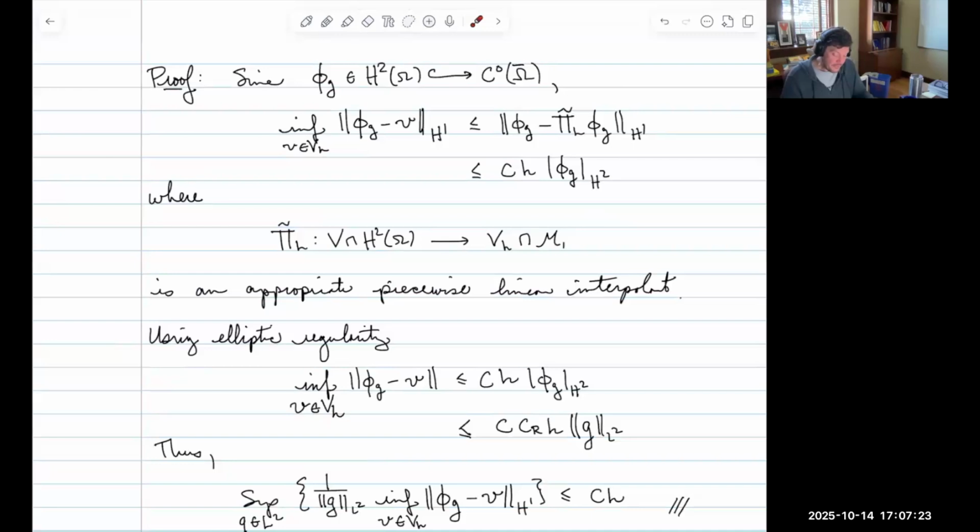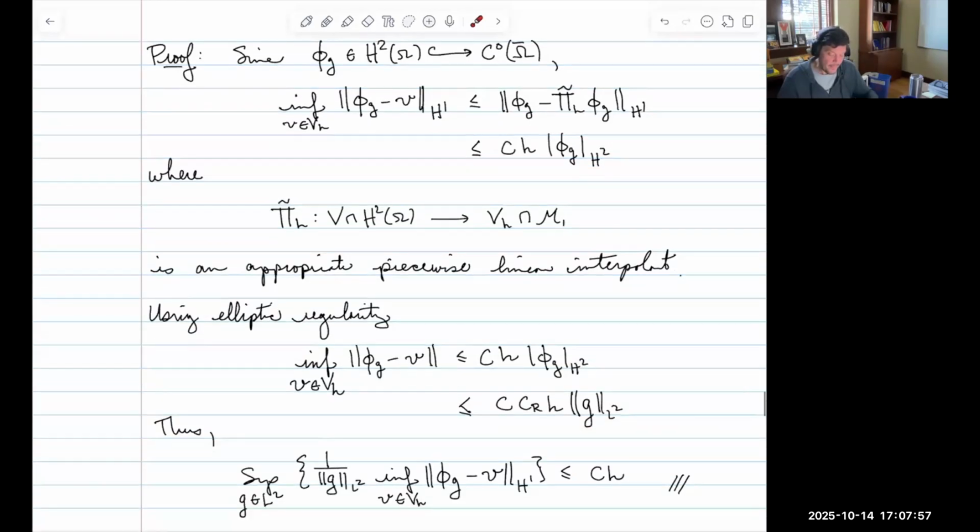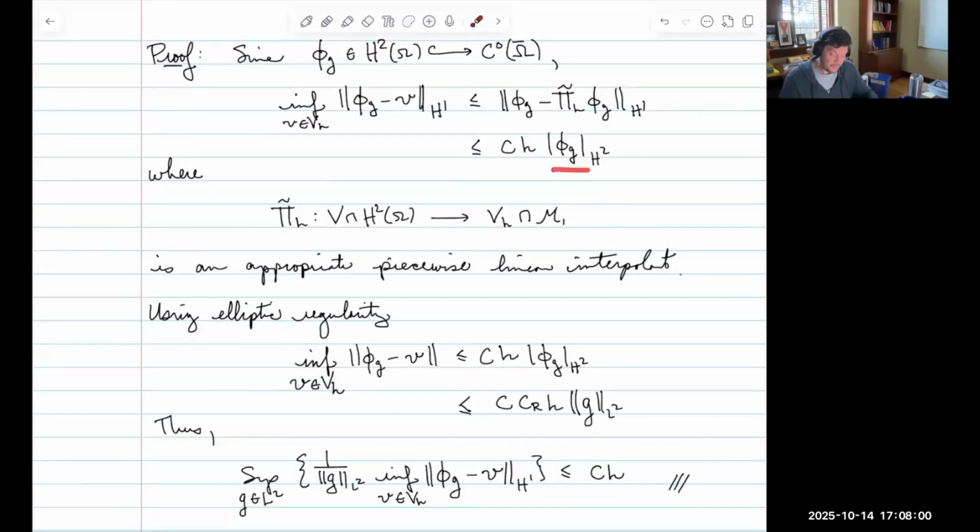Now, using elliptic regularity, remember this is just interpolation estimates right here. If we have a nice interpolant, then the interpolation error measured in H1 is less than a constant times h times the semi-norm of the function we're trying to interpolate, which in this case is phi g. Now if we put that together, the only other thing is we want to replace this H2 semi-norm of phi g with the L2 norm of g. That just comes from elliptic regularity, and we get an elliptic regularity constant.